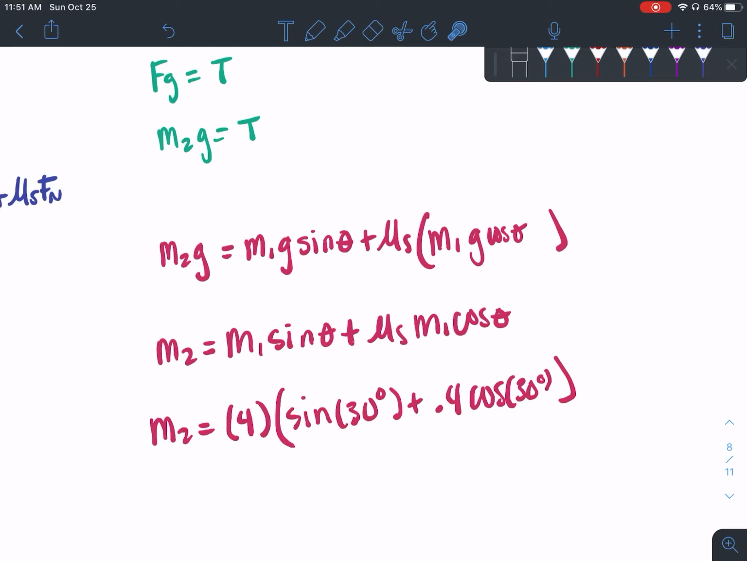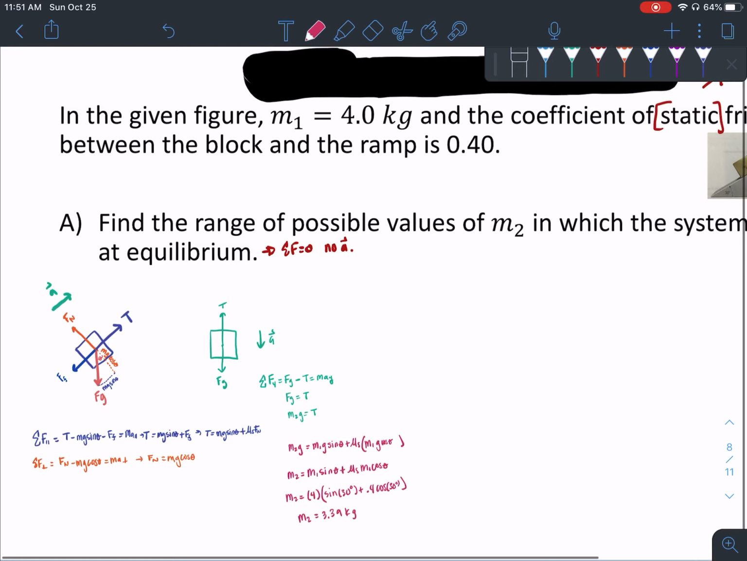So let's go ahead and put this into our calculators. And this is always a good reminder to make sure that your calculator is in the correct mode. Here, obviously, we're dealing with degrees. So always a good thing to go back and double check that your calculator is actually in degrees. And at this point, you should get M2 is equal to 3.39 kilograms.